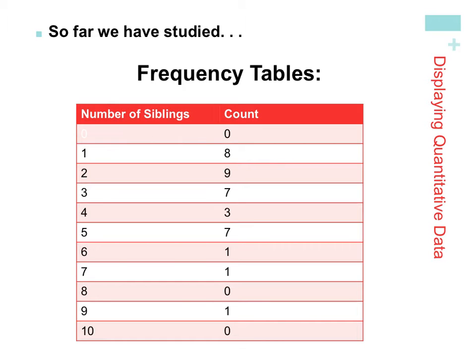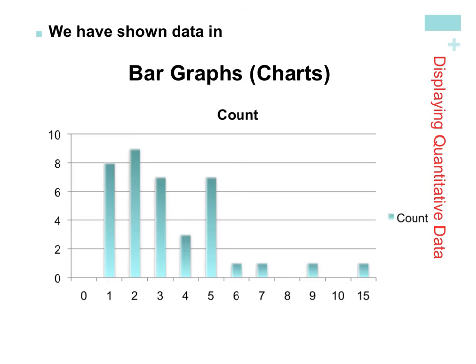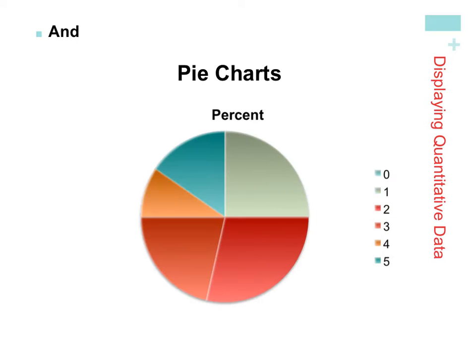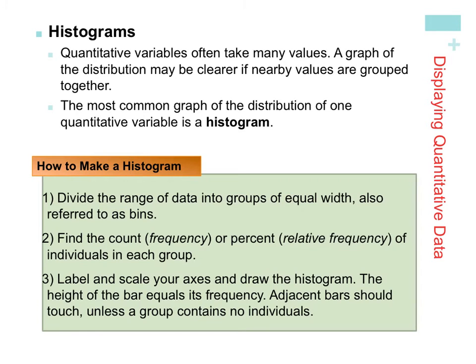So a couple things we've done so far. We've done frequency tables, relative frequency tables where we have percents, bar graphs or charts, pie charts, and now we have histograms. Quantitative variables often take many values, and then a graph of the distribution is clear if we group those values together. The most common graph of this distribution of a quantitative variable is a histogram, which we'll use a lot.